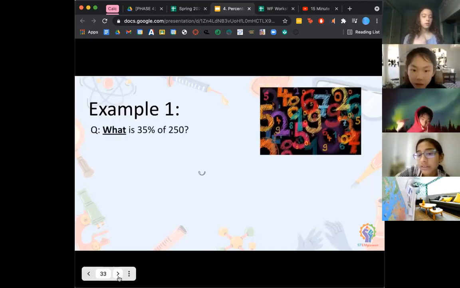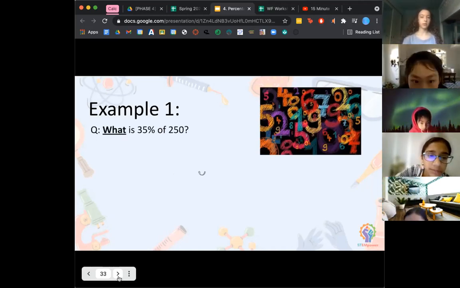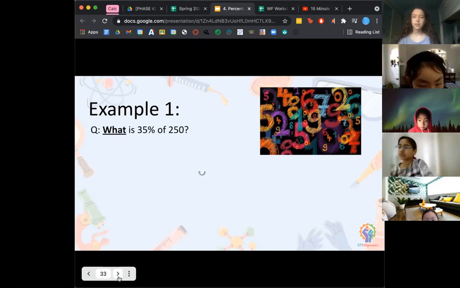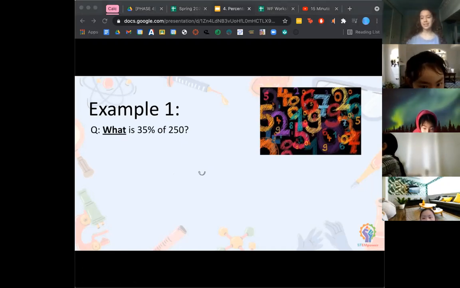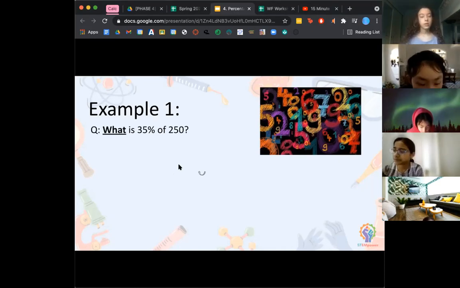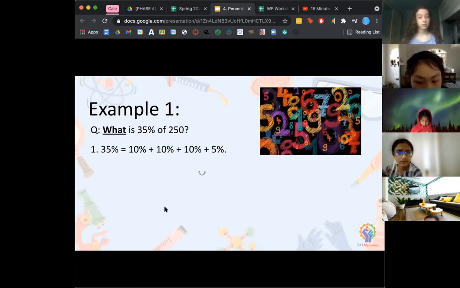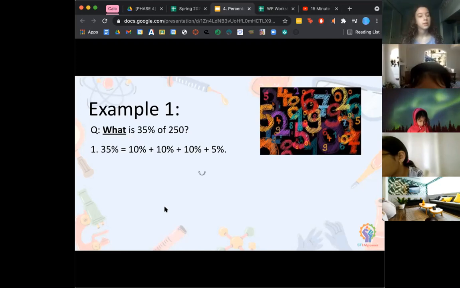So example 1. What is 35% of 250? Does anyone want to try to solve this? Anyone have any ideas? This is going to be a new method. So this method only works for percentages that are divisible by 5. So first you figure out how many groups of 10 and 5 there are. So you have 10% plus 10% plus 10% plus 5%. Makes 35%.